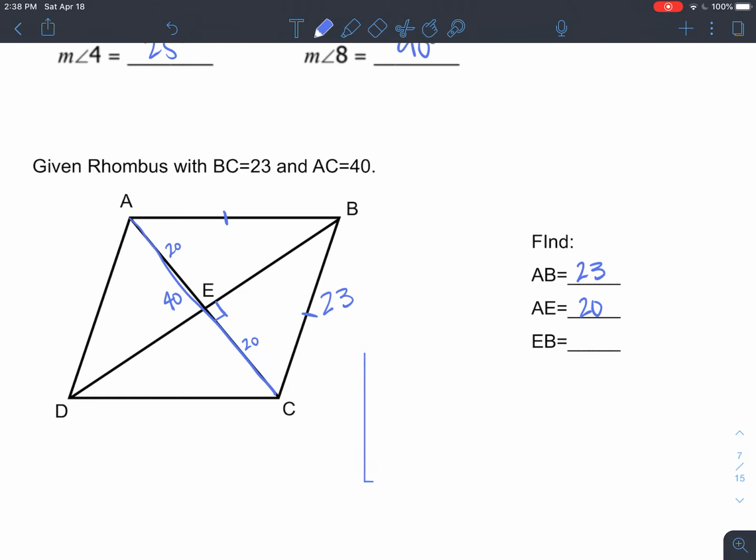And then to find EB, we'll use Pythagorean theorem. So I'm going to have 20 and 23 and x. So 23 squared minus 20 squared gives me an x squared of 129. Let's see, if I divide that by 3, I end up with 3 times 43. And I believe that 43 is prime, so we're going to have the square root of 129 as the length.